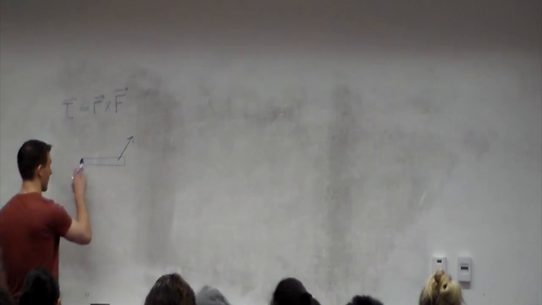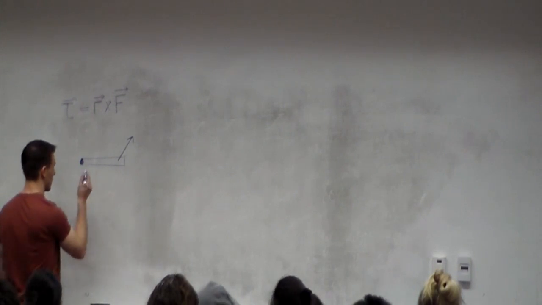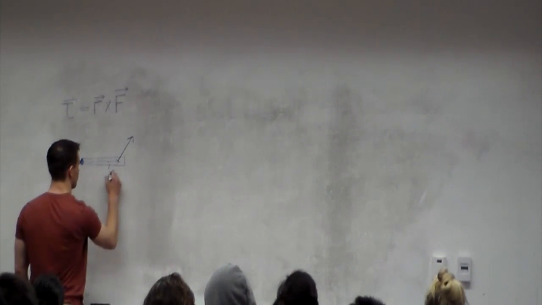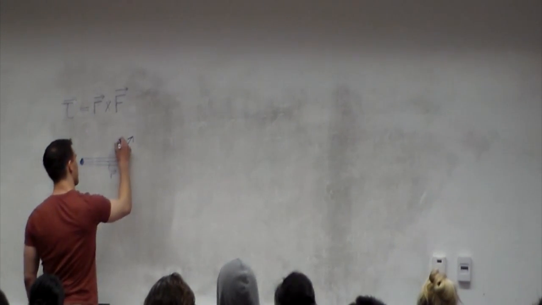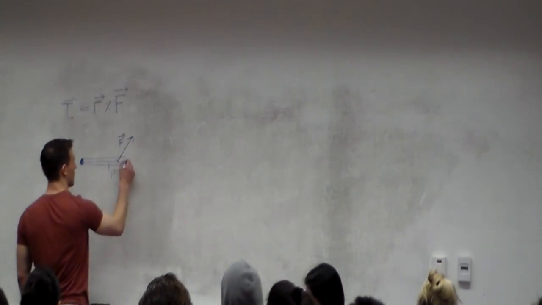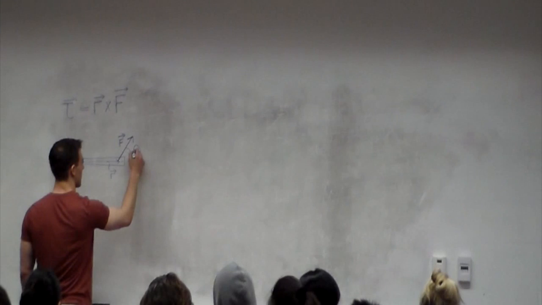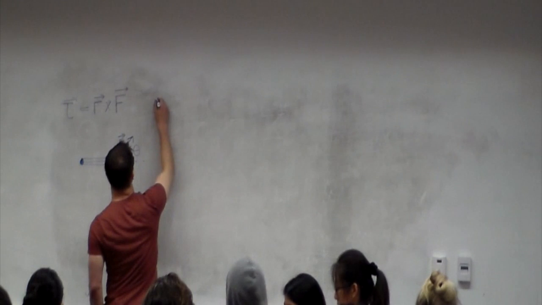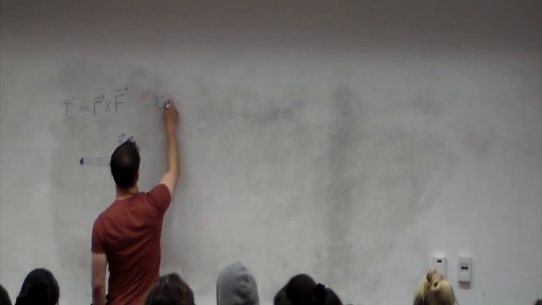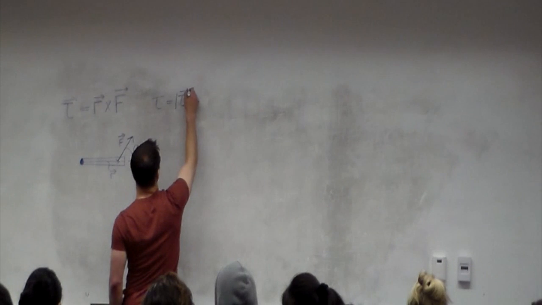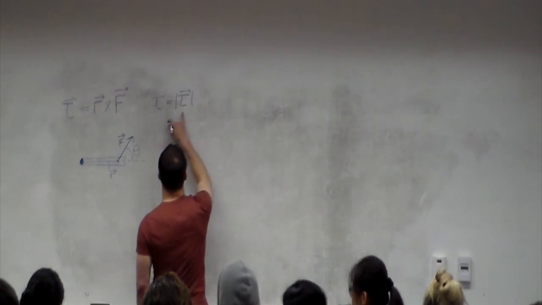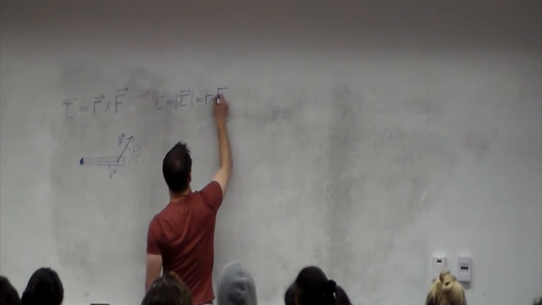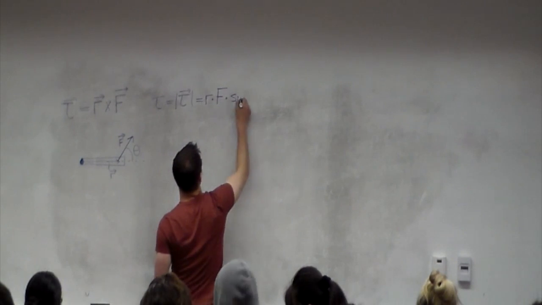Am I calculating my torque around the hinge, which is totally reasonable, in which case this vector here would be R, this vector would be F, and the angle between them would be this angle theta. And we know from the magnitude of a cross product that tau, the magnitude of the torque, which is kind of shorthand for this, is equal to R times F times sine theta.